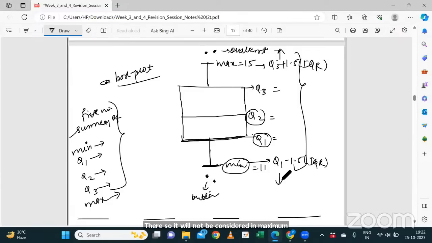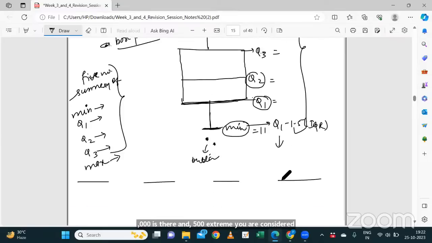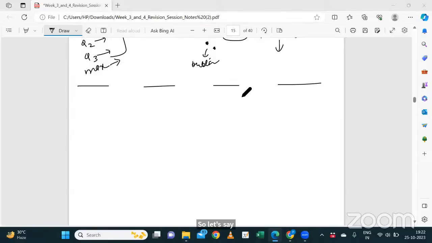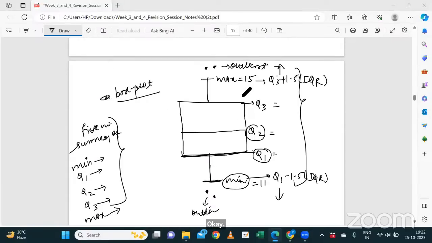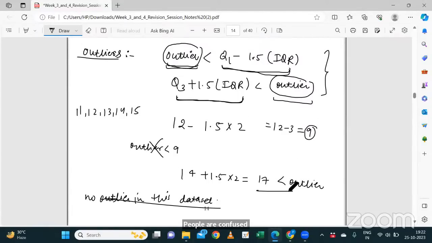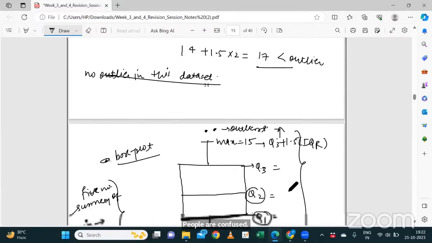It's not like, suppose in your data set 5,000 is there and you consider that extreme value as the maximum. Don't do it like this. If there is a number before 11 and after 15, it will be considered an outlier. In this data set you didn't have those numbers, so people get confused. In this data we don't have any outliers. We don't have any observation which is less than 9, and we don't have any observation which is more than 70. Clear?